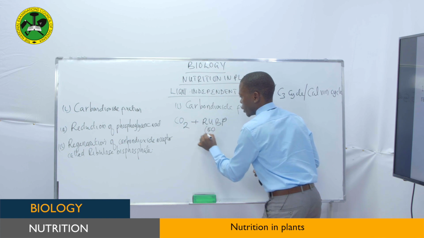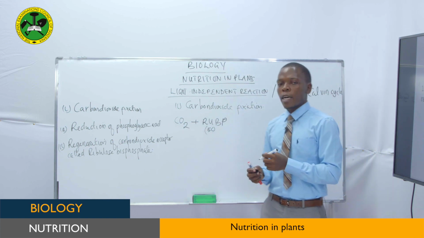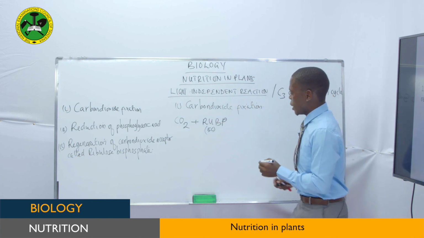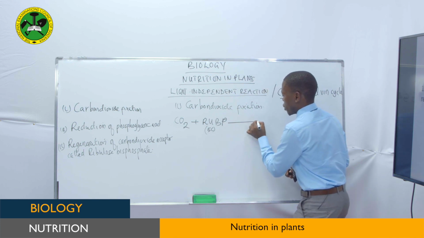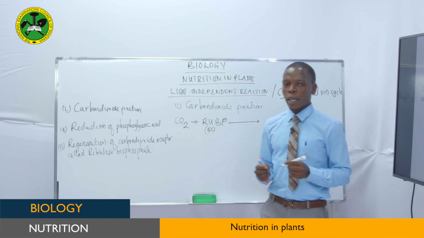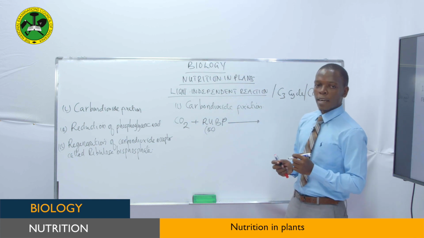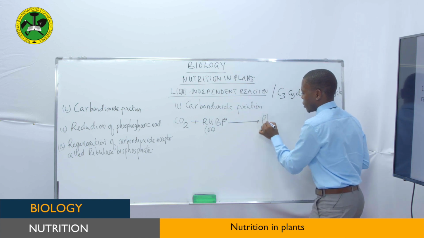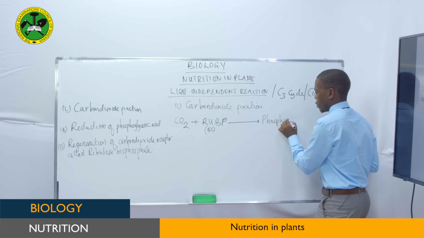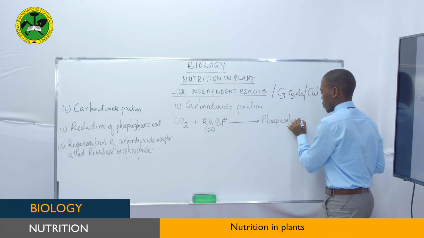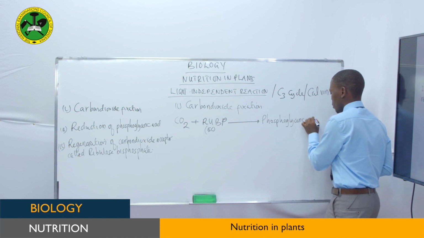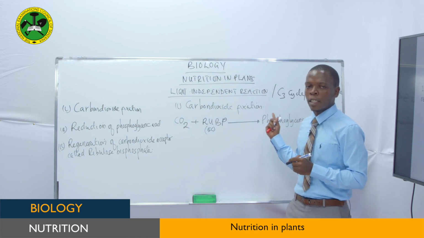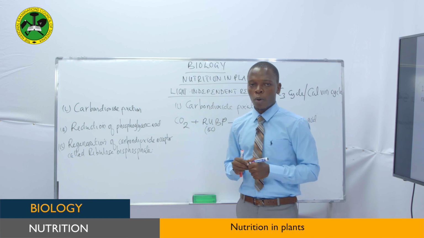This is a 5-carbon compound. The long form of RuBP is known as ribulose bisphosphate. Therefore, this is the carbon dioxide acceptor. After combining with carbon dioxide, it forms the product known as phosphoglyceric acid. Remember that this phosphoglyceric acid is the first stable product to be formed.